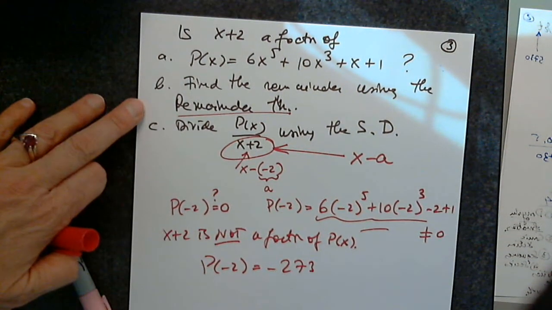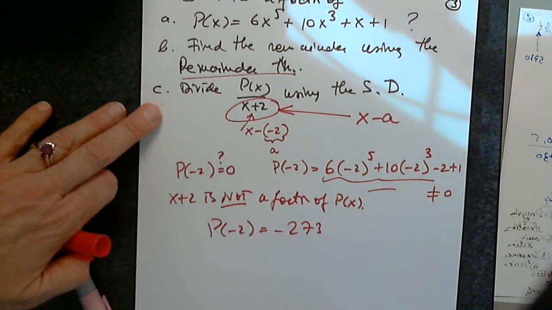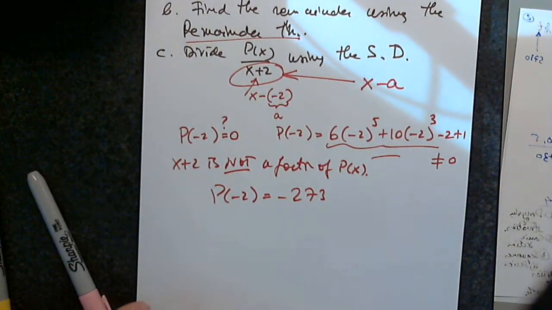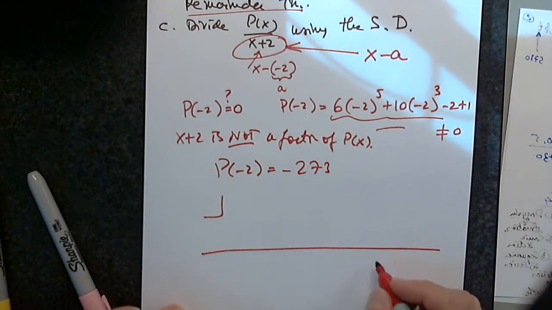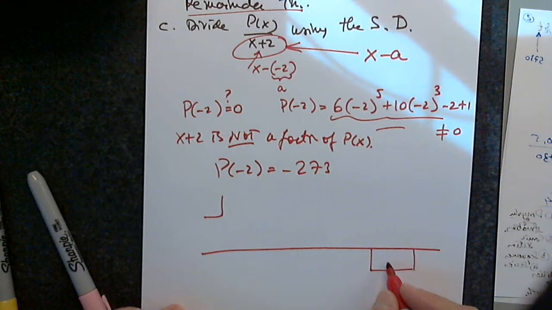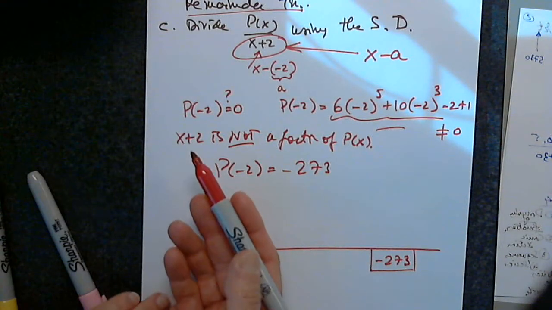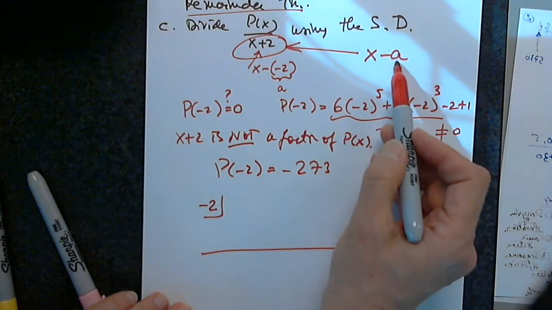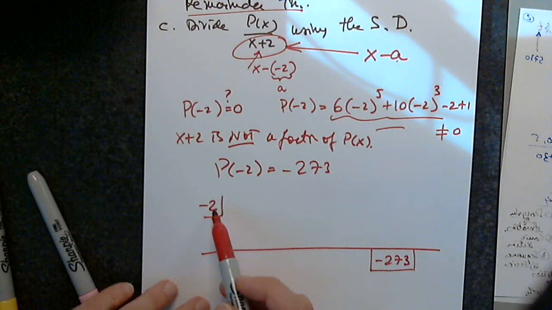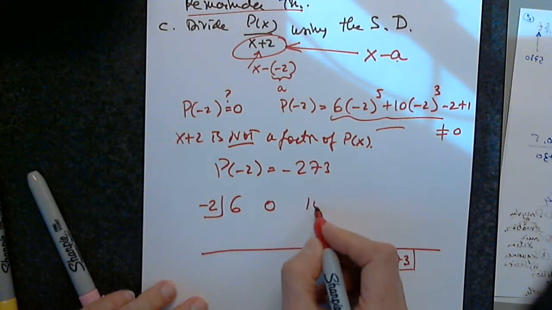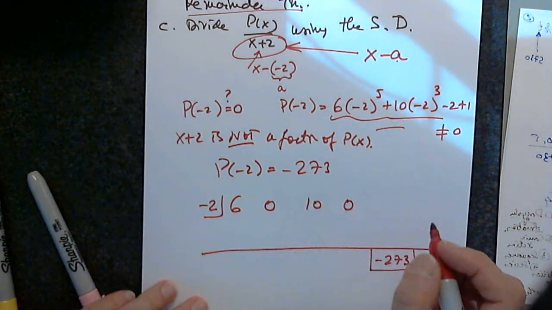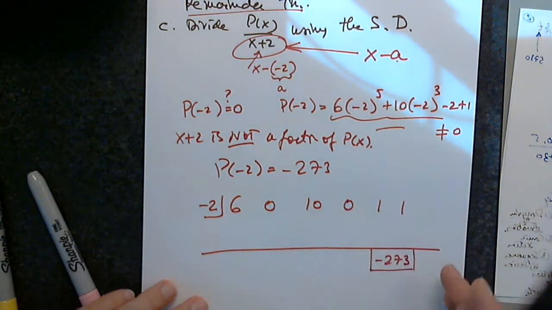So that's part B. And now in order to divide, I'm asked to use synthetic division. So what do I put in the box? And right here at the very end, what will I have to have? Negative 273. That's it. So what goes in the box? Well, the same thing that I plugged in. So it has to be negative 2, because I have to put a in the box. So now the coefficients are 6, 0, 10, 0, 1, and 1.